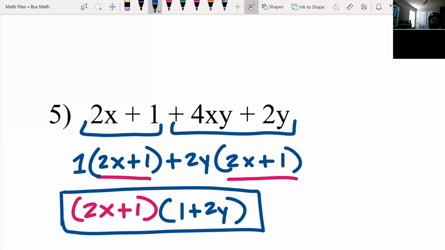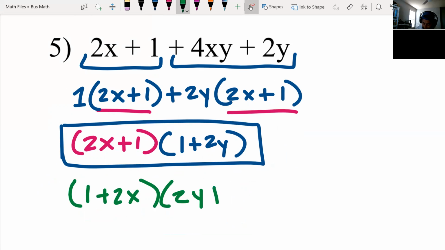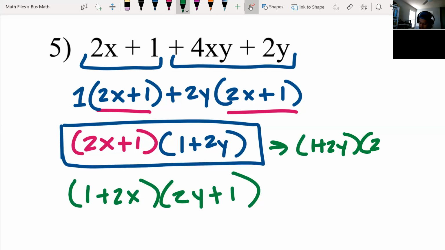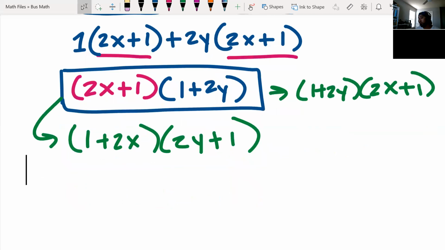Will MyMathLab accept 2x plus 1 and 1 plus 2y if you wrote these differently, like 1 plus 2x and 2y plus 1? Exactly, yeah, it would accept it still. You could also rewrite it as 1 plus 2y and 2x plus 1, and that's still an acceptable answer. Cool. Okay, good question.